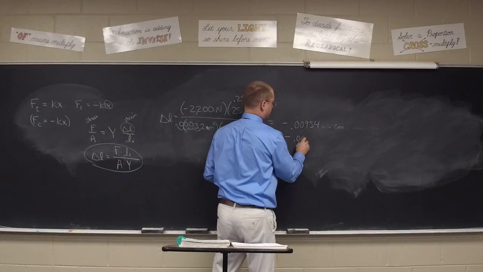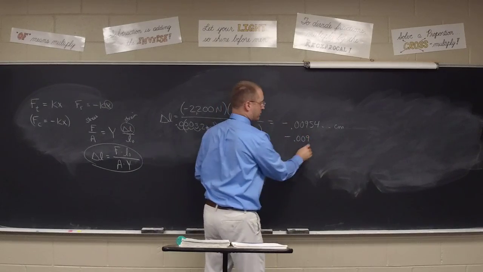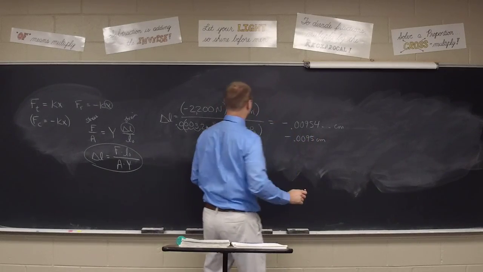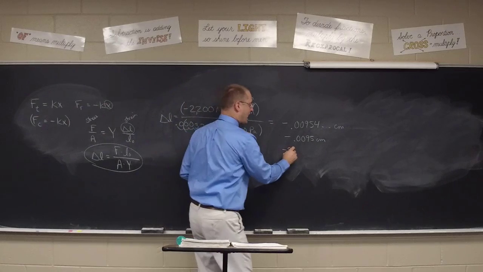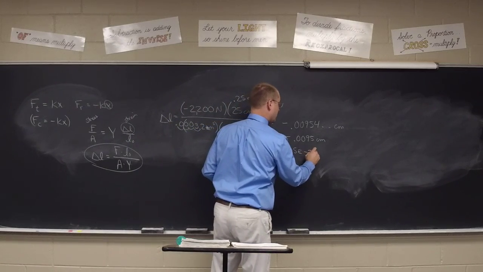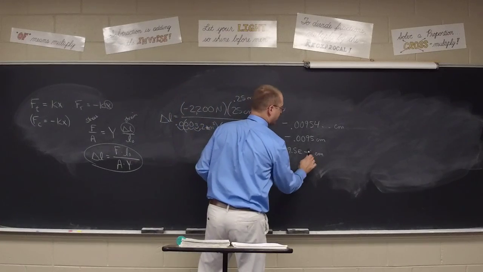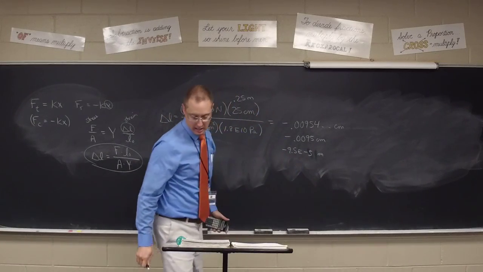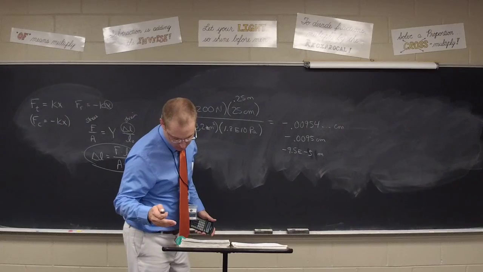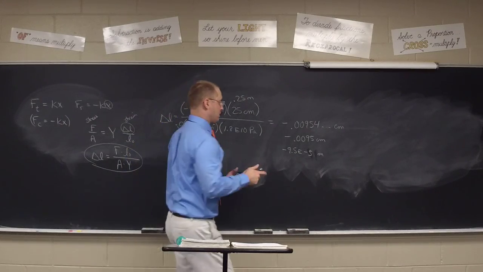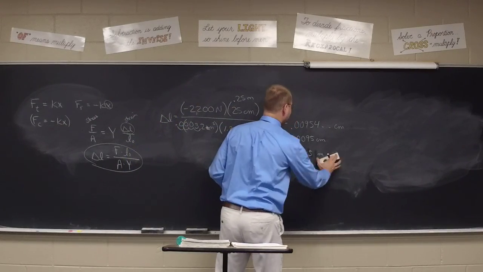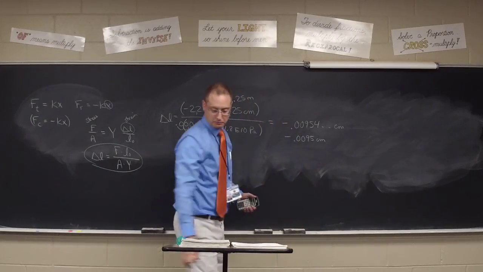So 0.0095, surely it was 2 sig figs, right? Or you could write negative 9.5 e negative 3 centimeters. If you changed to meters, it would have been e negative 5 meters. I'm going to leave it in centimeters, because that's not the final answer.